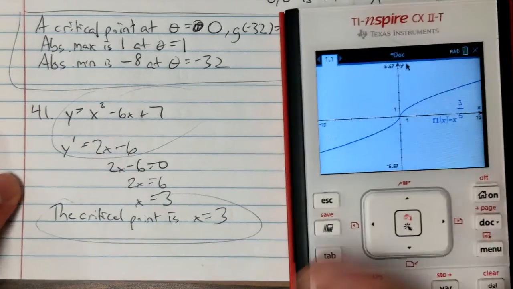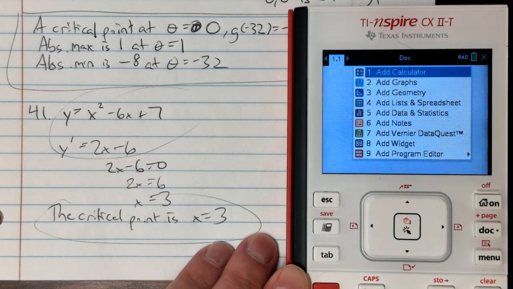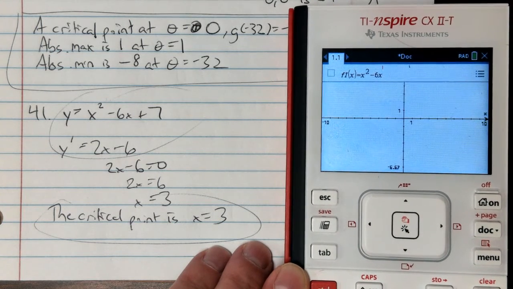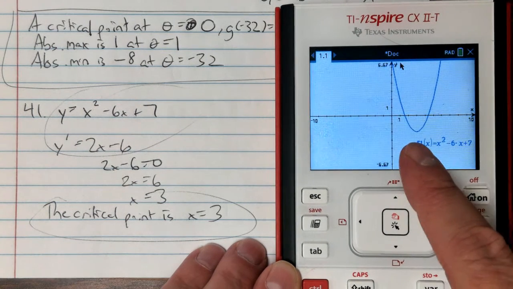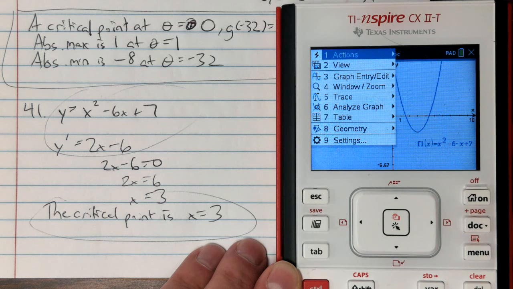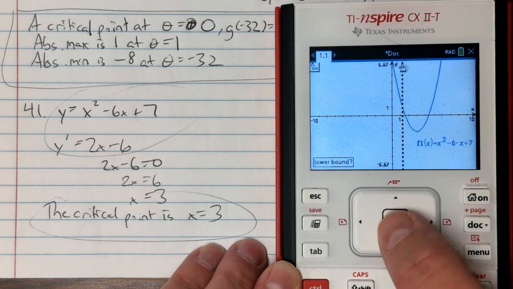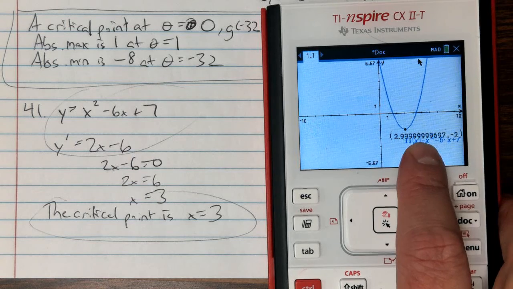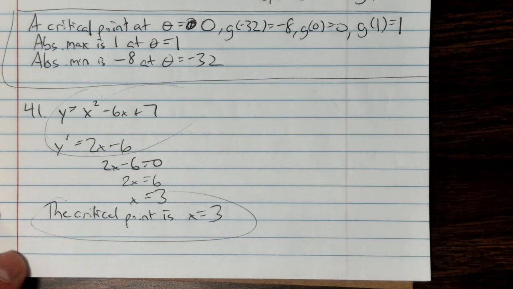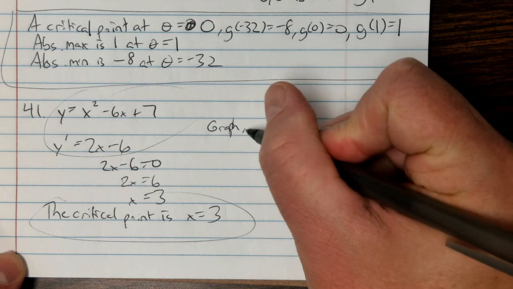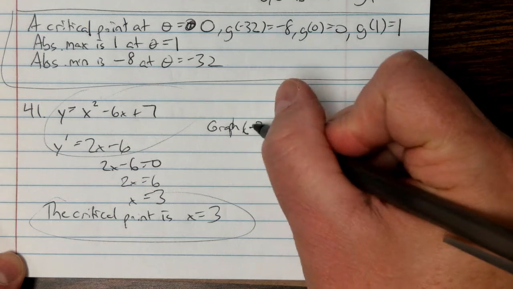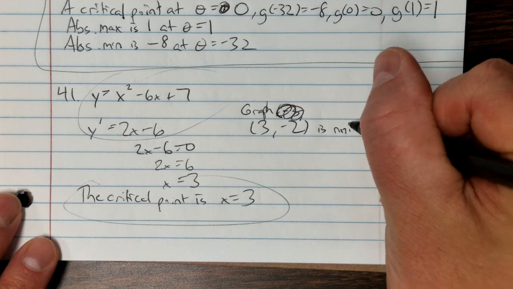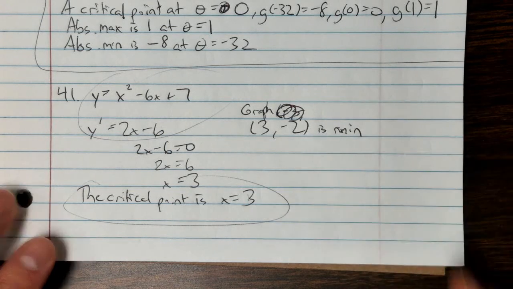If we were to graph this one, we'd have x squared minus 6x plus 7. And at 3, if we go to our minimum, it's 2.999, let's just say 3, comma -2. So from the graph, it shows +3, -2 is the minimum. And so 3 would be your answer.